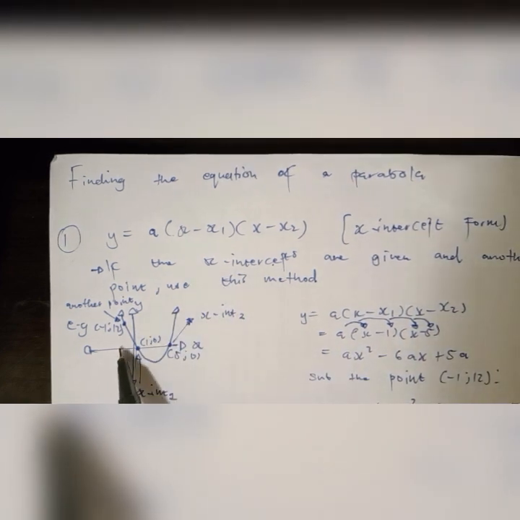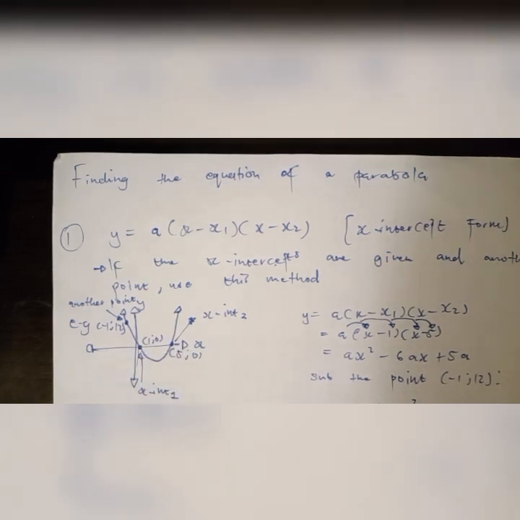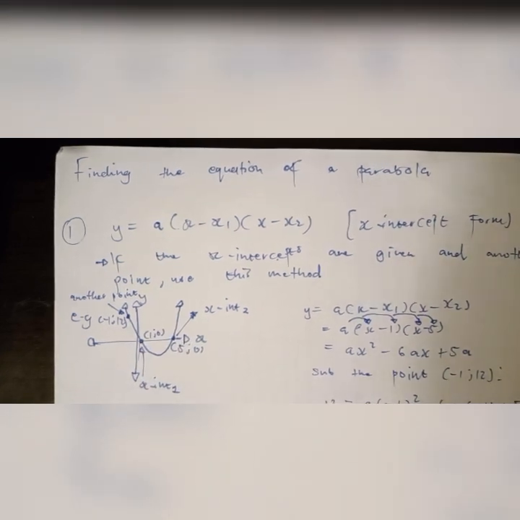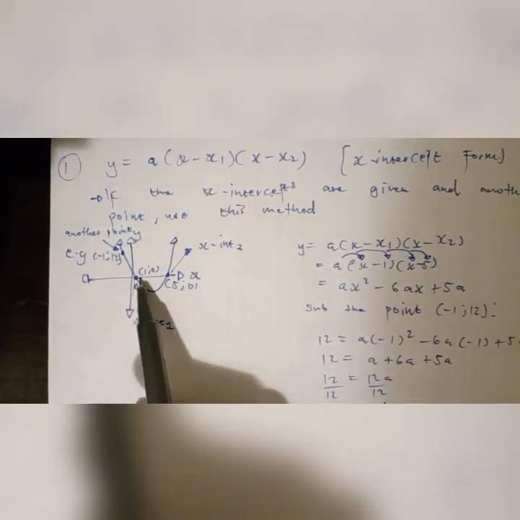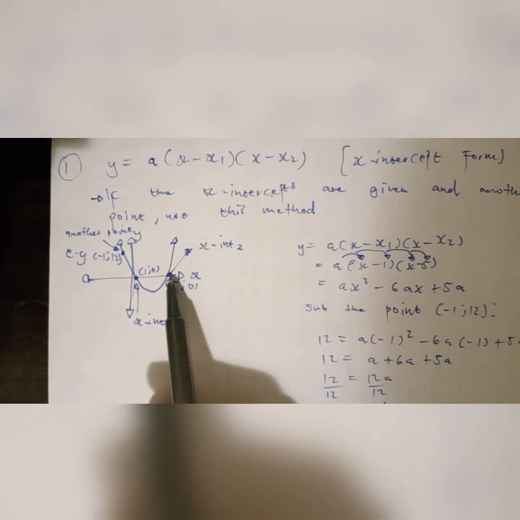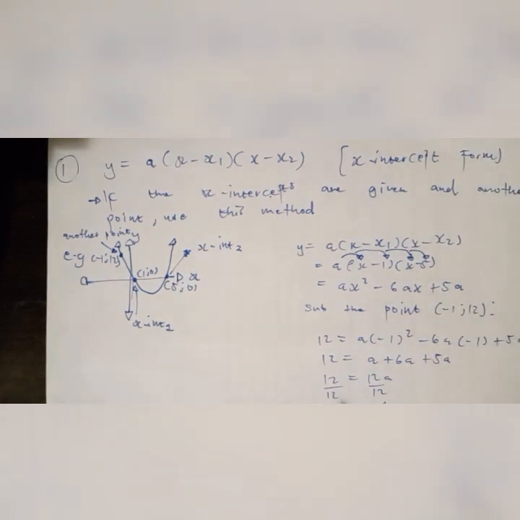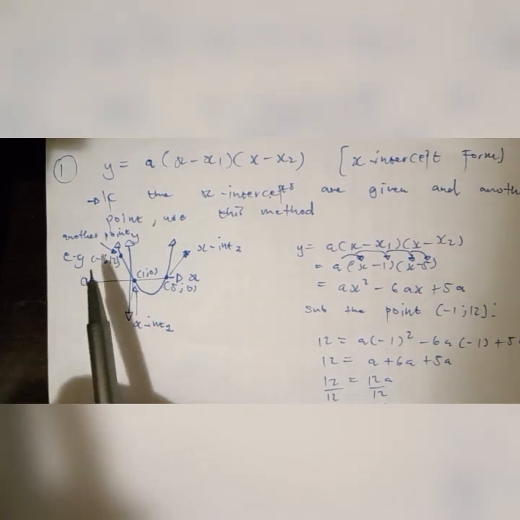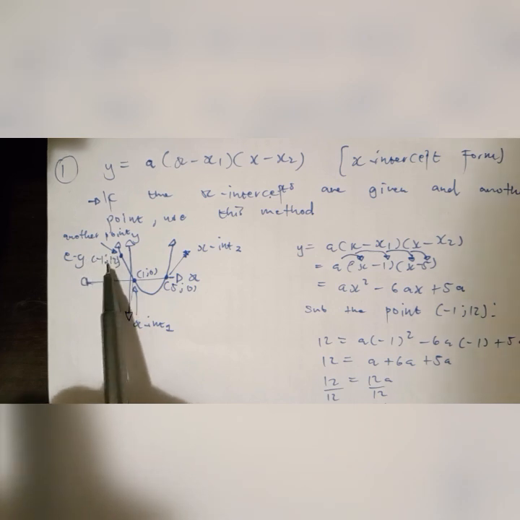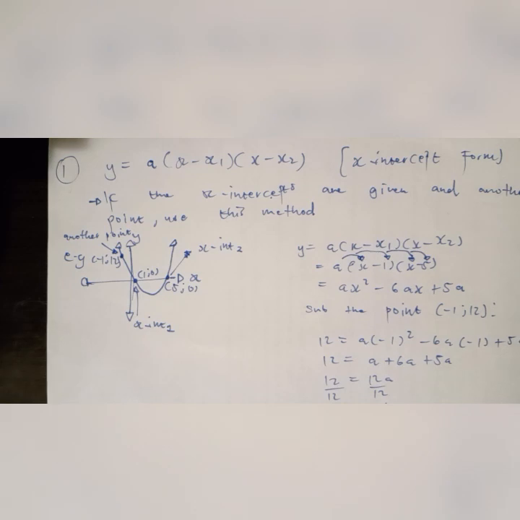So for example, we have this graph here. We have this x-intercept, which is 1:0. Then we also have this x-intercept, which is 5:0. So we have our x-intercepts, two of them, because we need two of them in order to use this formula. And then we have another point right there, which is -1:12. Now we can use our formula.